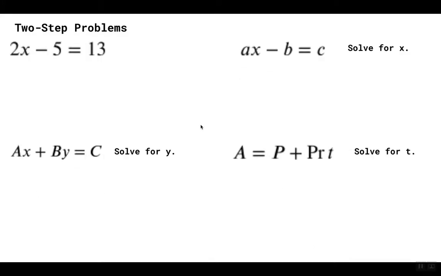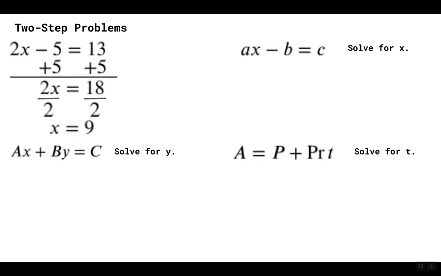Let's look at two-step problems. Here's your typical two-step equation. 2x minus 5 equals 13. First thing I have to do is take care of this minus 5. So I'm going to add 5 to both sides. I get 2x equals 18. Then I have to divide both sides by 2. Then I get x is 9.